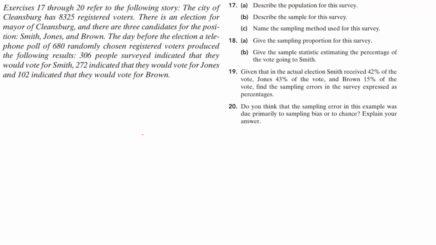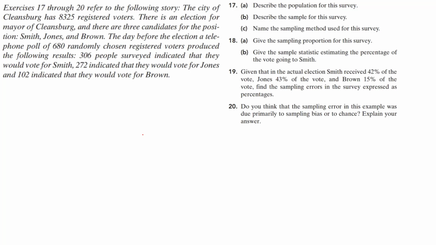Exercises 17 through 20 refer to the following story. The city of Cleansburg has 8,325 registered voters. There is an election for mayor of Cleansburg, and there are 3 candidates for the position: Smith, Jones, and Brown. The day before the election, a telephone poll of 680 randomly chosen registered voters produced the following results. 306 people surveyed indicate that they would vote for Smith. 272 indicate that they would vote for Jones, and 102 indicated that they would vote for Brown.